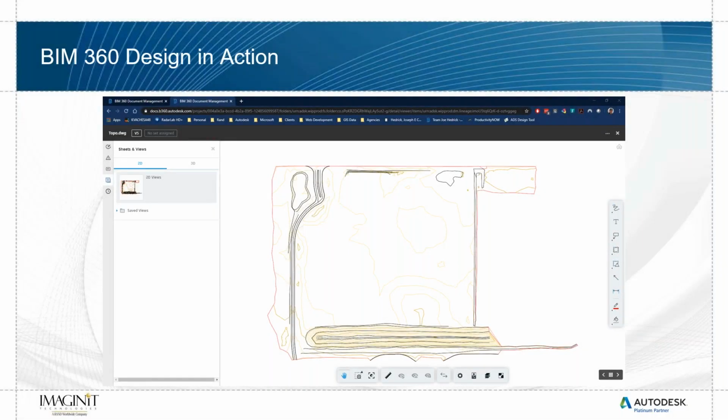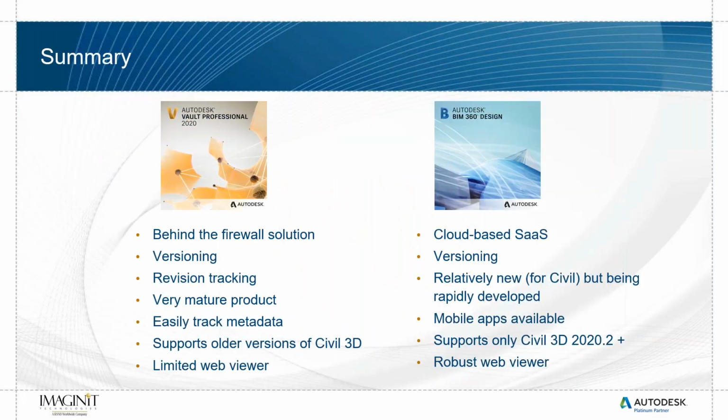I've got just a couple more slides, kind of just to summarize things. Between Vault Professional and BIM 360, the big difference is Vault's meant to be behind your firewall, and BIM 360 is software as a service. Each one of those has pros and cons, but that's a really big difference between the two.